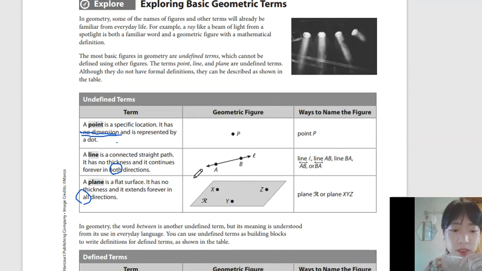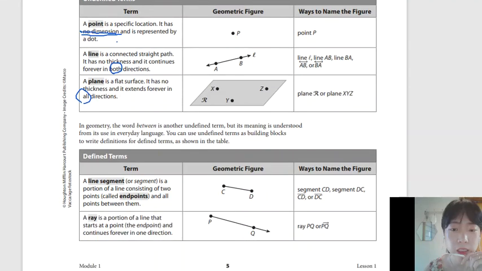In geometry, the word between is another undefined term, but its meaning is understood from its use in everyday language. Between. You can use undefined terms as building blocks to write definitions for defined terms as shown in the table. So these are defined terms. A line segment. So a line is undefined, but a line segment is defined. It is a portion of a line consisting of 2 points called endpoints and all points between them. If you look at the figure, there are no arrows on both sides. These are line segments.